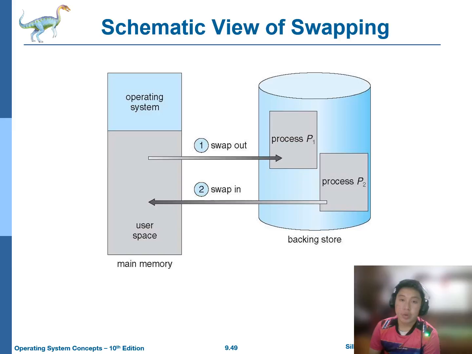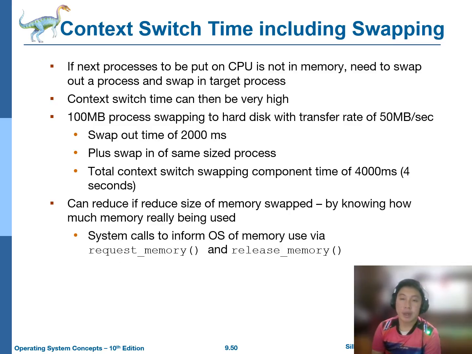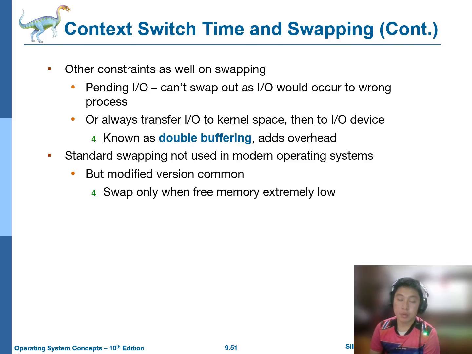Schematic view of swapping. Context switch time including swapping: if the next process to be put on the CPU is not in memory, we need to swap out a process and swap in the target process. We can reduce context switch time by reducing the size of memory swapped. Context switch time and swapping.